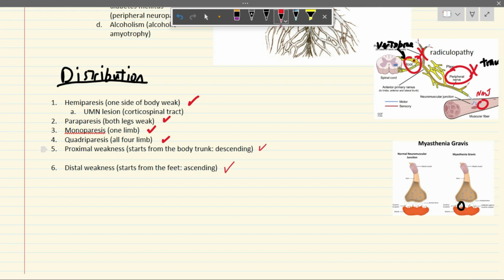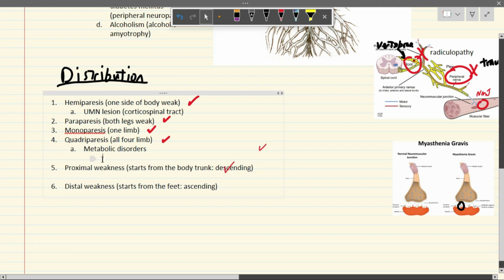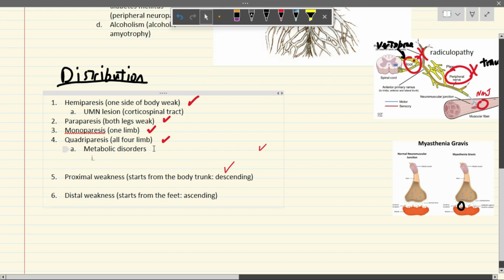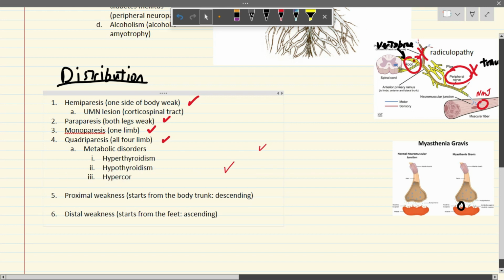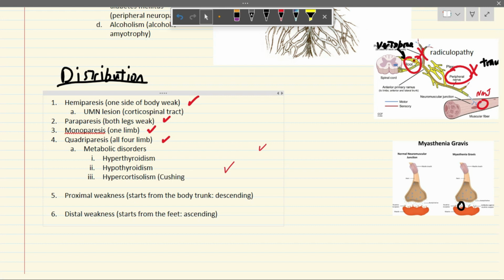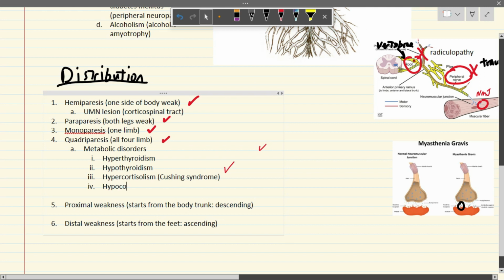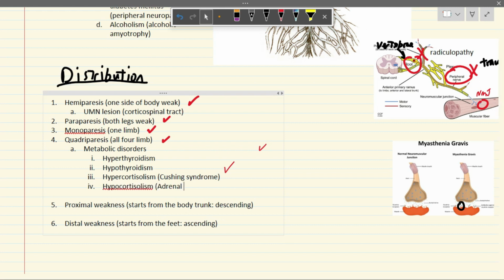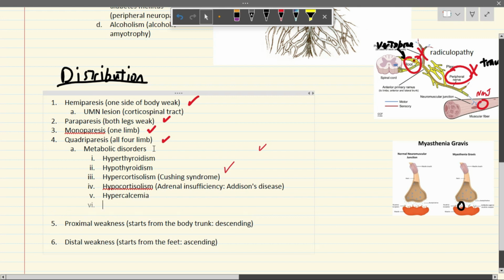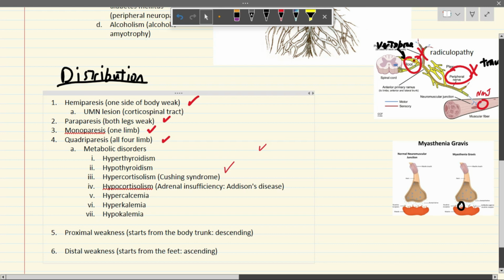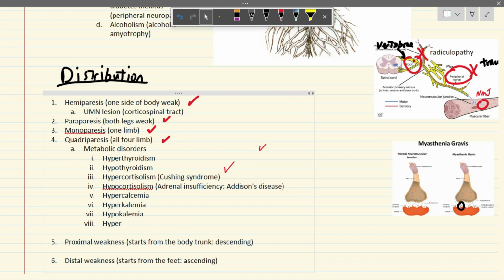But there is one thing that I forgot to mention just now under quadriparesis, which is metabolic disorders. These metabolic disorders include endocrine causes such as hyperthyroidism, hypothyroidism, hypercortisolism, also known as Cushing syndrome, hypocortisolism, also known as adrenal insufficiency, or in other words, Addison's disease. Or sometimes it can be hypercalcemia, hyperkalemia, hypokalemia, or hypernatremia, causing all these metabolic disorders.